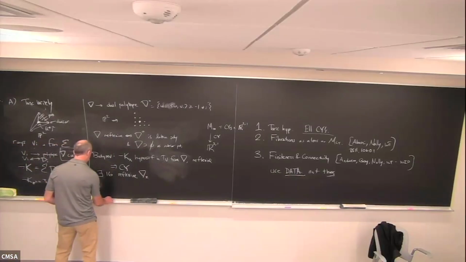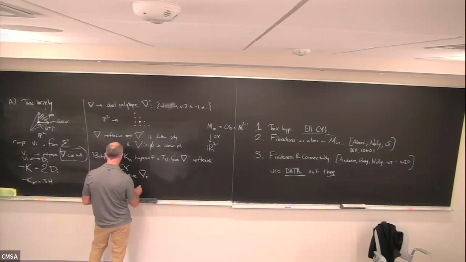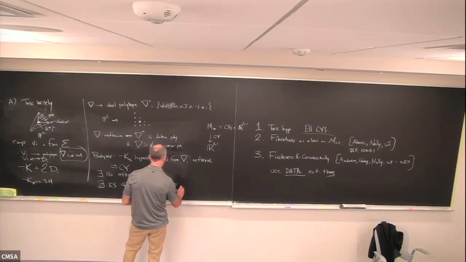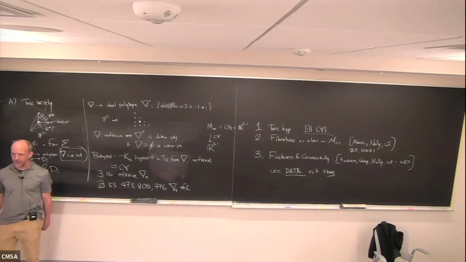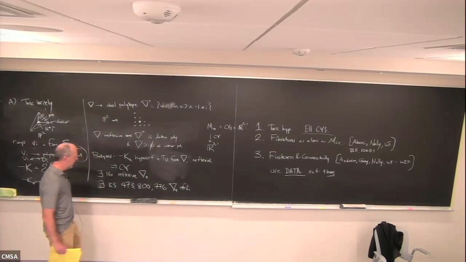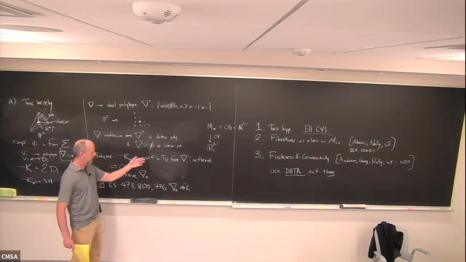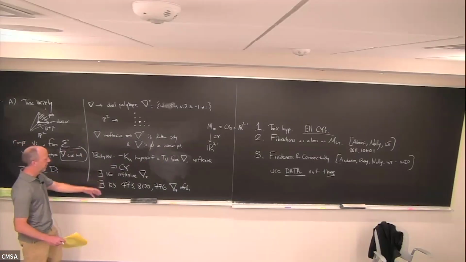Kreuzer and Skarke categorized the 4D reflexive polytopes a number of years back, and there are 473,800,776 four-dimensional reflexive polytopes. So this is actually the biggest database of known Calabi-Yau threefolds. You take one of the 474 million Kreuzer-Skarke reflexive 4D polytopes, you construct an anti-canonical hypersurface, and you get a Calabi-Yau. Huge database. You can look it up online and download data sets.